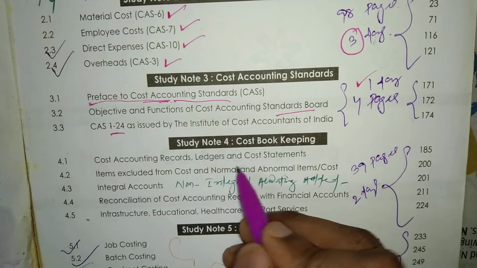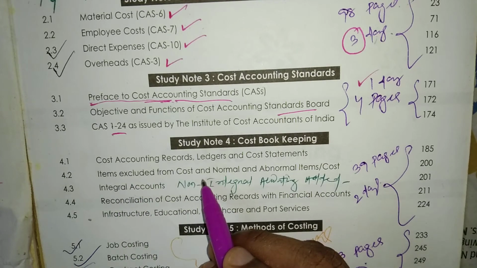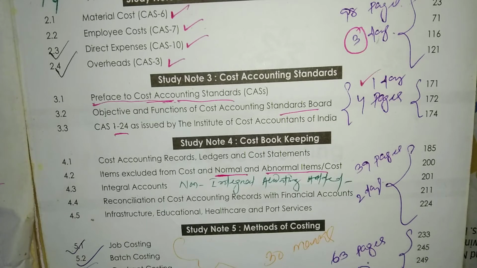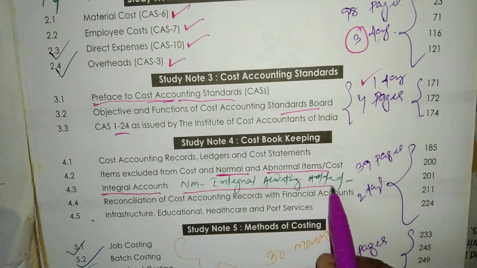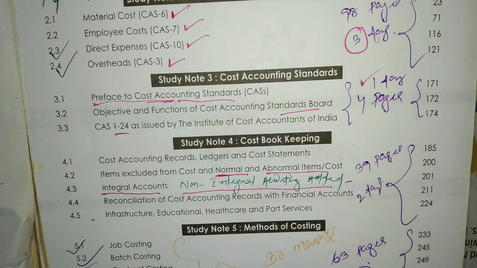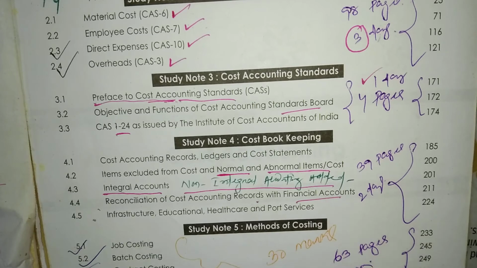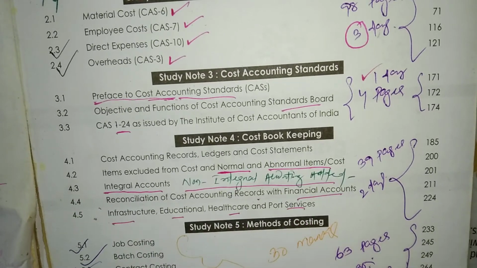Again study note number 4, that is cost bookkeeping, 39 pages are there and 5 important topics: cost accounting records, ledgers and cost statements, items which are excluded from cost and normal and abnormal items cost, then integral accounts and non-integral accounts, reconciliation of cost accounting records with financial accounts, then infrastructure, educational, healthcare and port services.